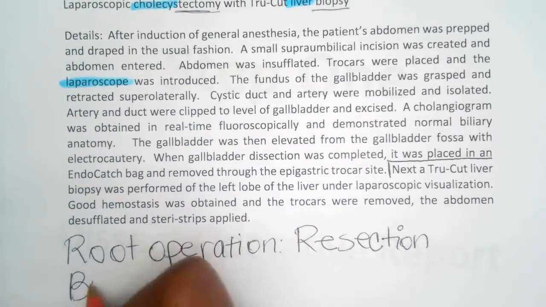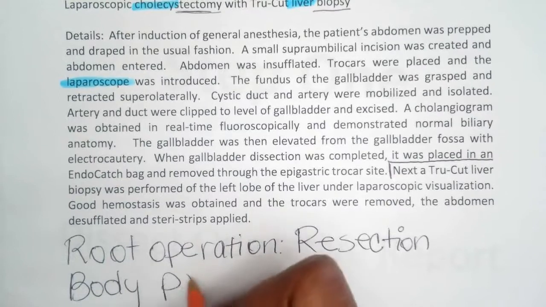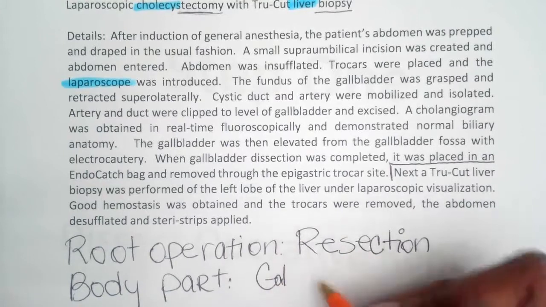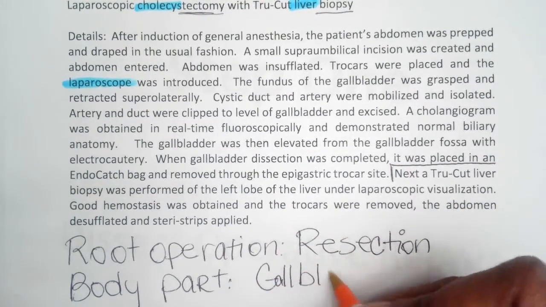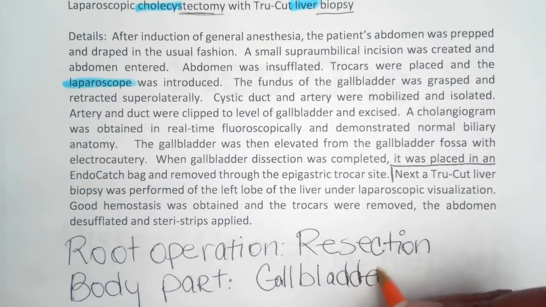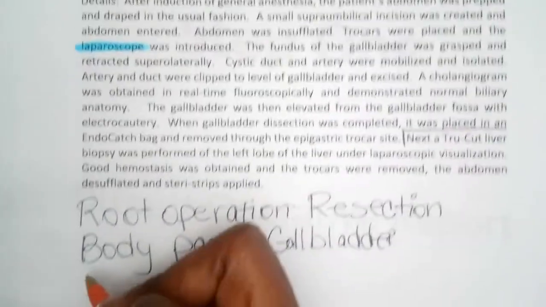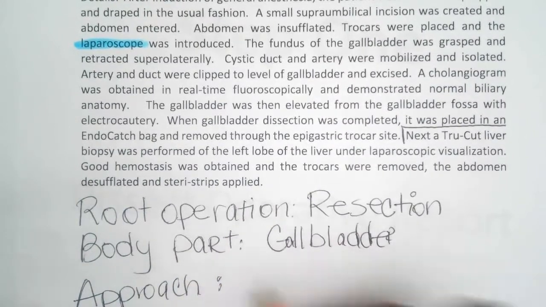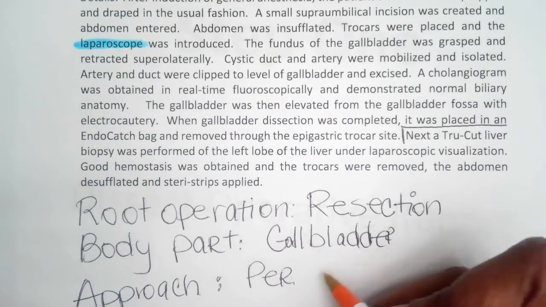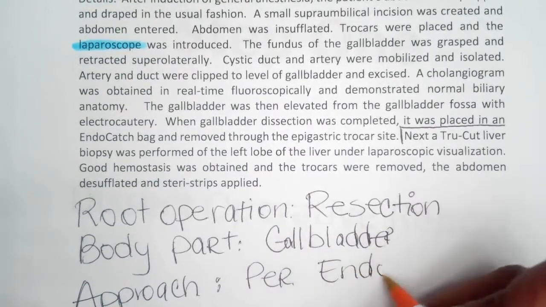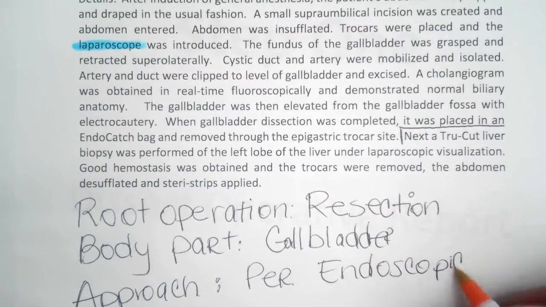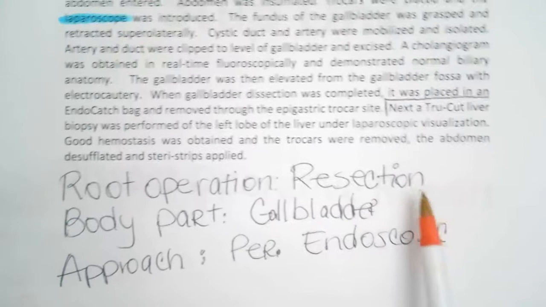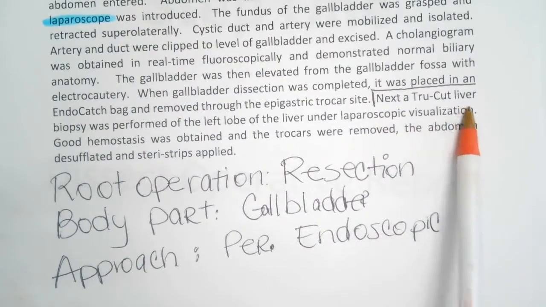Now, the next part of this process calls for me to identify my body part. And in this particular case, my body part was the gallbladder. And then the next part that I need to come up with is, what is my approach? And I've already discovered that this is, and I'm going to abbreviate, percutaneous endoscopic.